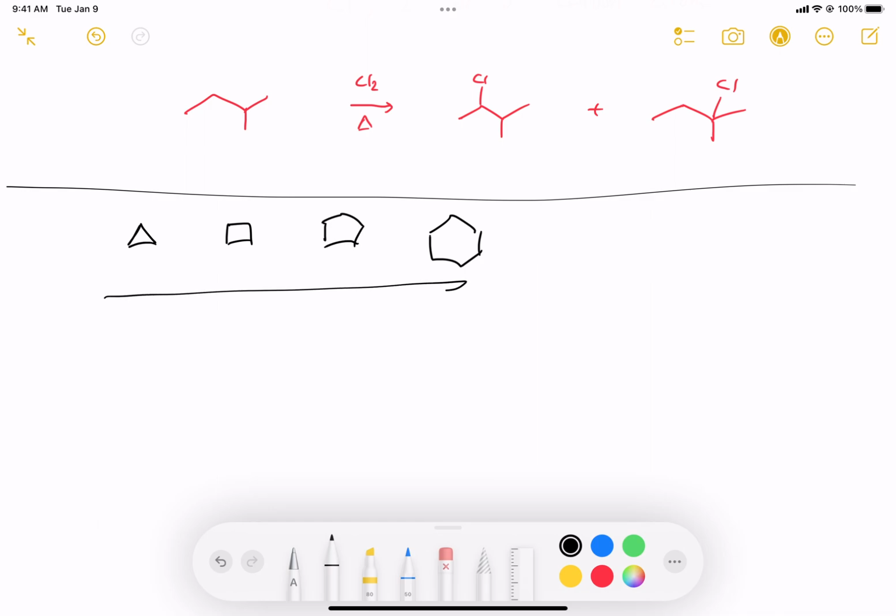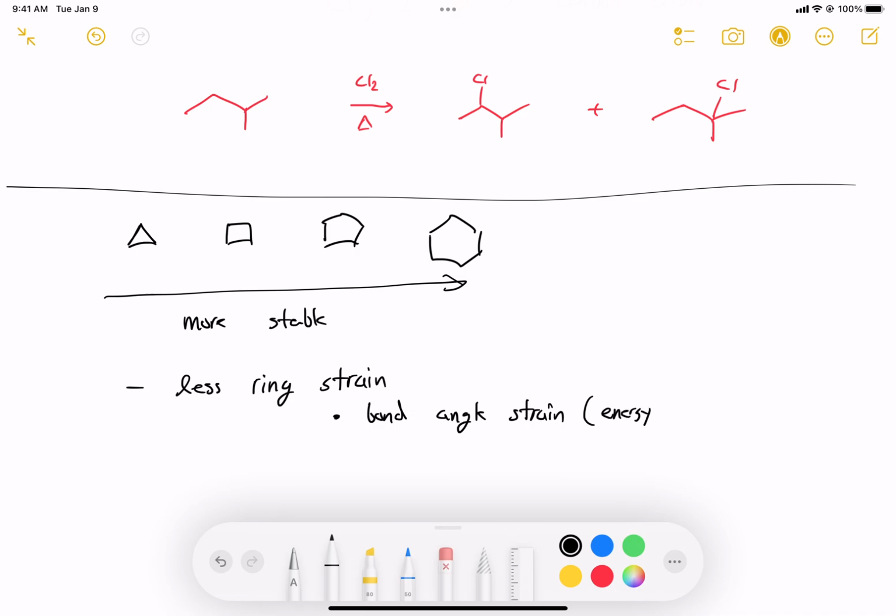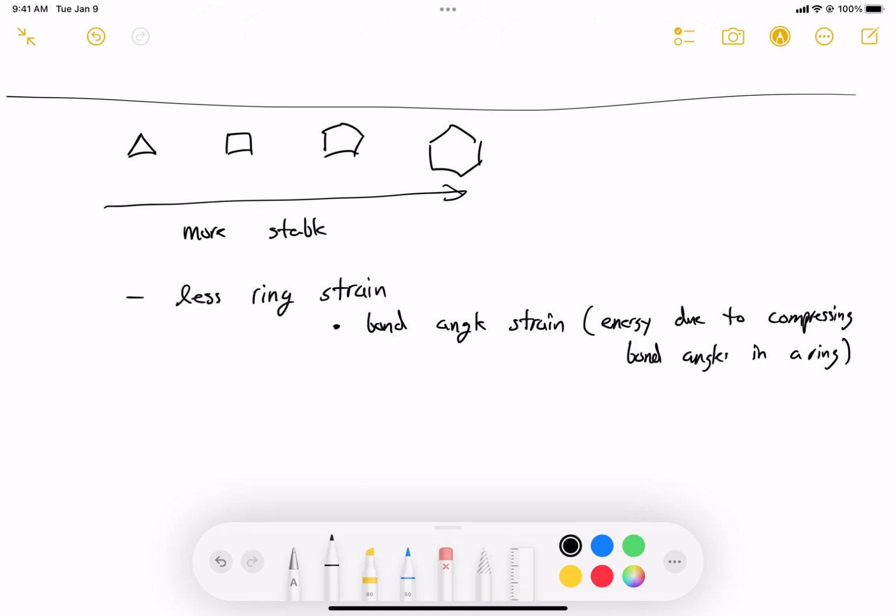So the stability here, it's going to be more stable this way. And this is due to 2 factors. Reason 1, less ring strain. Okay? And ring strain is made of 2 components. Ring strain has both bond angle strain. So this refers to the energy due to compressing bond angles in a ring. Okay, so that's the increase in energy due to compressing a bond angle in a ring.